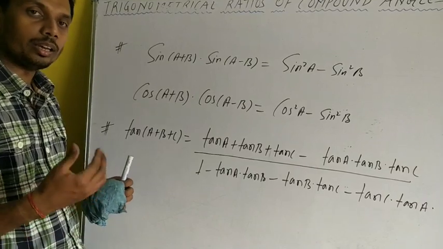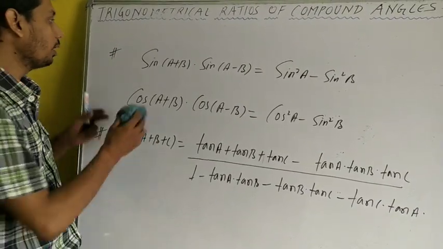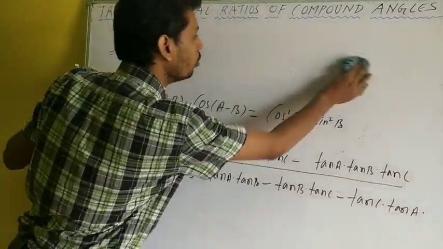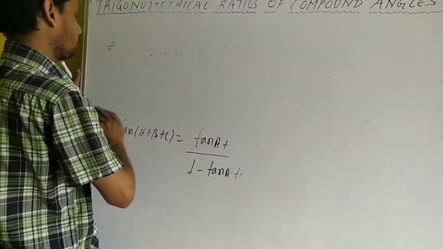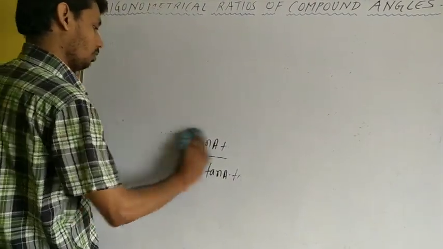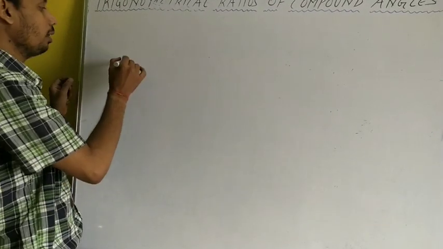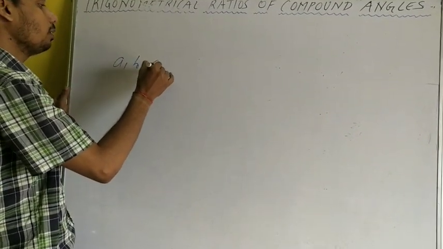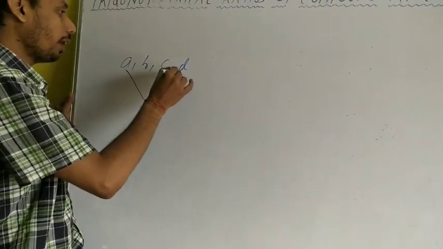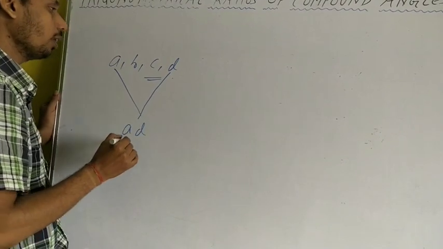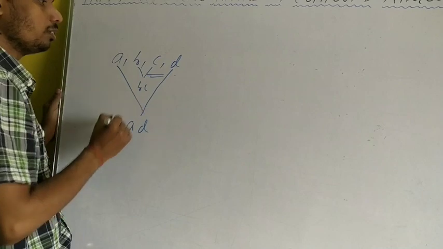In the next video we'll start with numericals based on this topic. But before that, let us discuss one important property of proportion. Under what condition do we say that A, B, C and D are in the same proportion? If the product of the extremes, that is AD, is equal to the product of the means, that is BC.